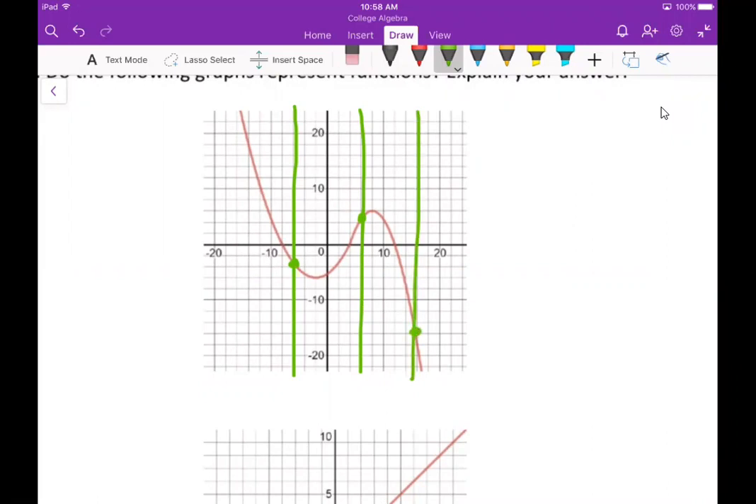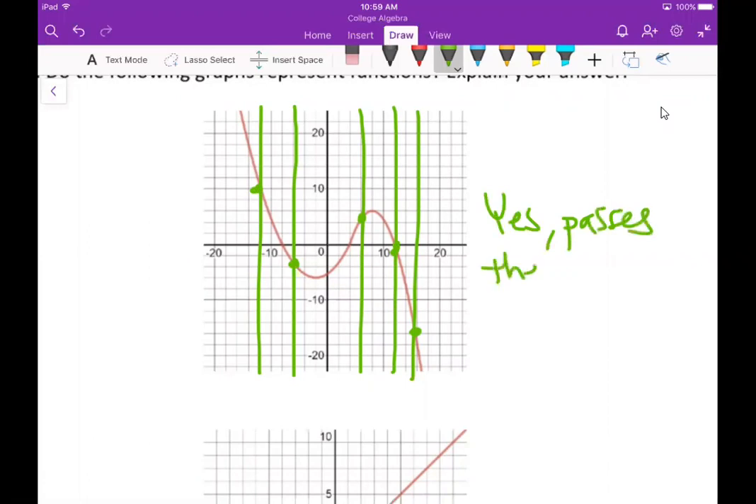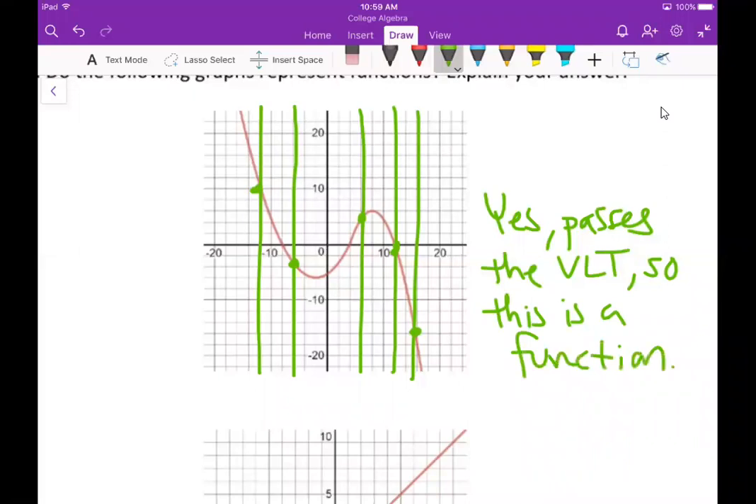But in this particular case, there's no vertical line I can think of here that would intersect the graph more than once. So that means every input, every x value has exactly one y value. We've passed the vertical line test, and this is representing a function. So yes, this passes the vertical line test. So this is a function. And it's as simple as that when we have a graph.